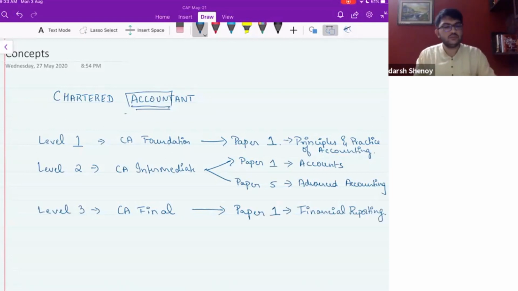Financial reporting is nothing but accounting. That is the final paper on accounting, the most comprehensive, the most important, and the most difficult accounting paper in the whole country, or you can say in the whole world, is financial reporting. This is about how financial reporting is done.